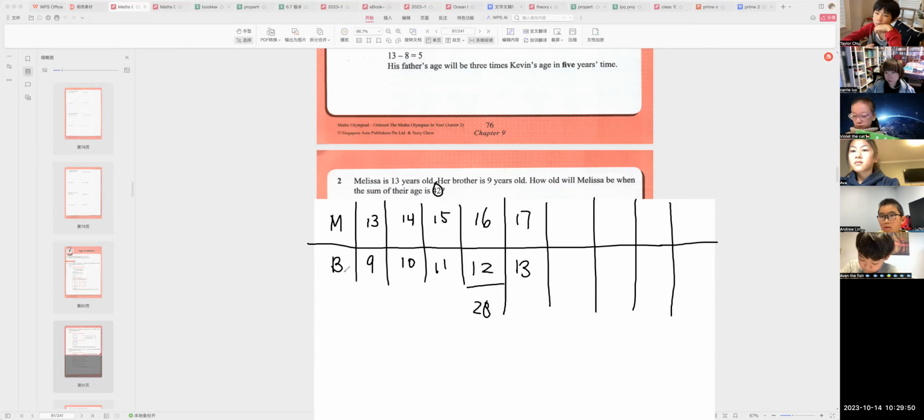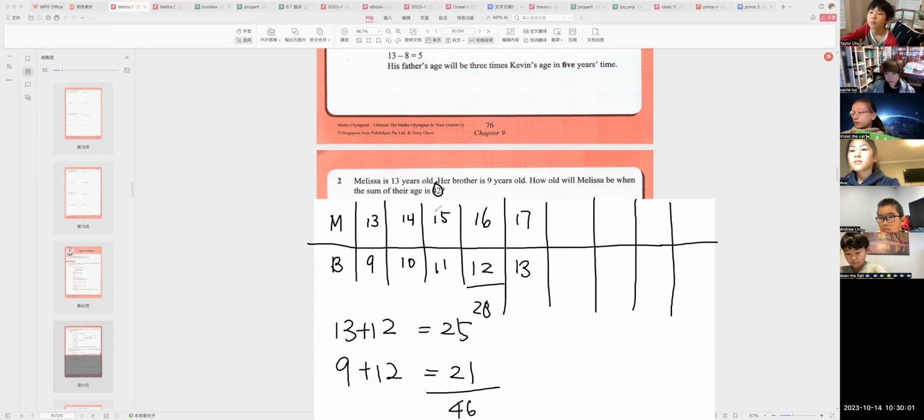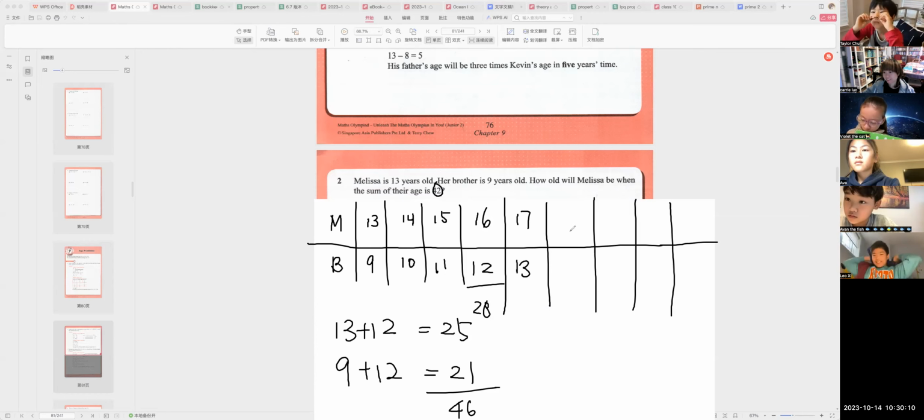Okay, Leo says 12 years later. So 13 plus 12 and 9 plus 12 equals 25 and 21. That's not right, that is 46, and I want 42, right? Not right. Oh, then 23. No, 11. You can't guess. So 23. Andrew, what is your answer? 23.